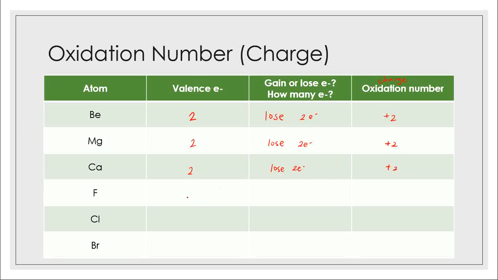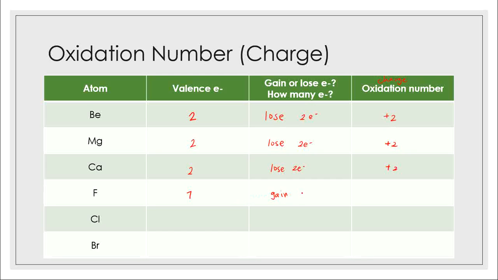What about fluorine? Fluorine has 7 valence electrons because it's in group 17. Will it gain or lose electrons? Fluorine is a nonmetal, right? And nonmetals tend to gain. So fluorine will gain how many electrons? Well, remember what I said? How many total electrons does any atom want? It wants 8. So it already has 7.